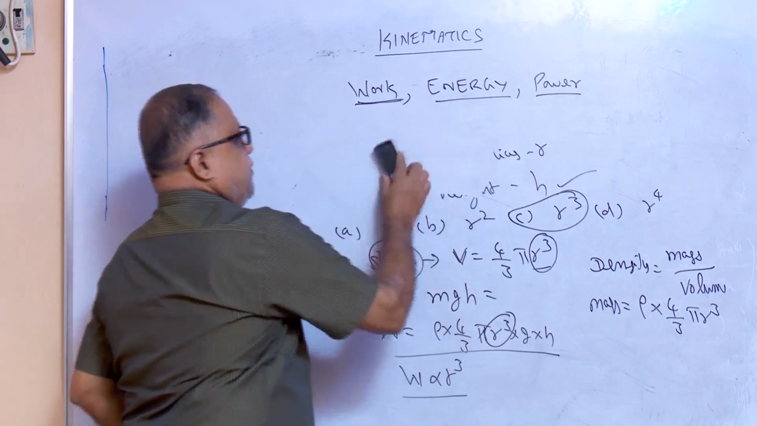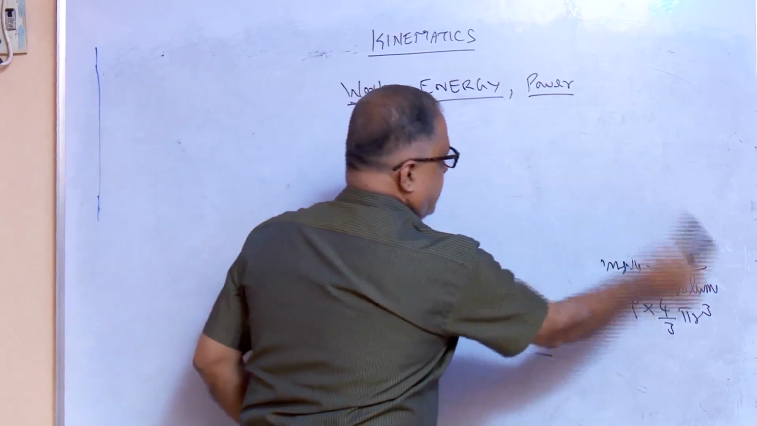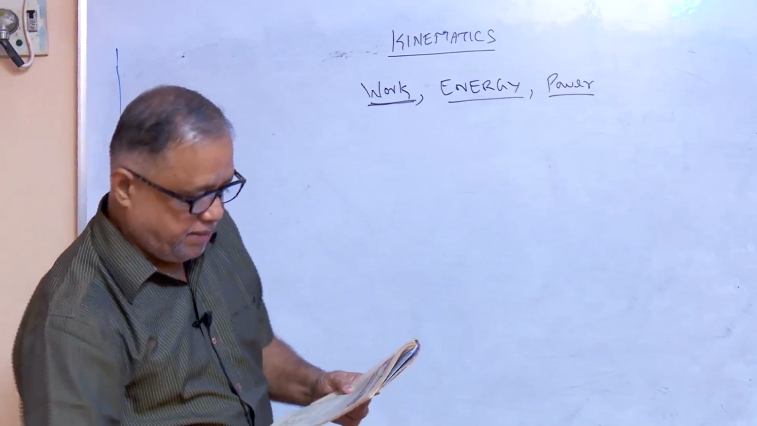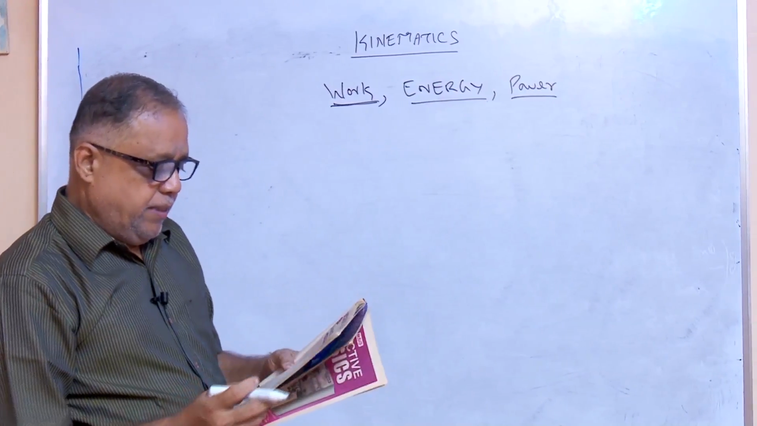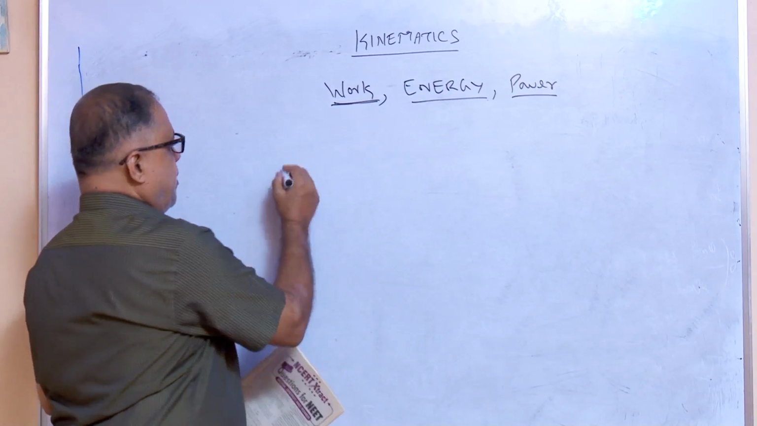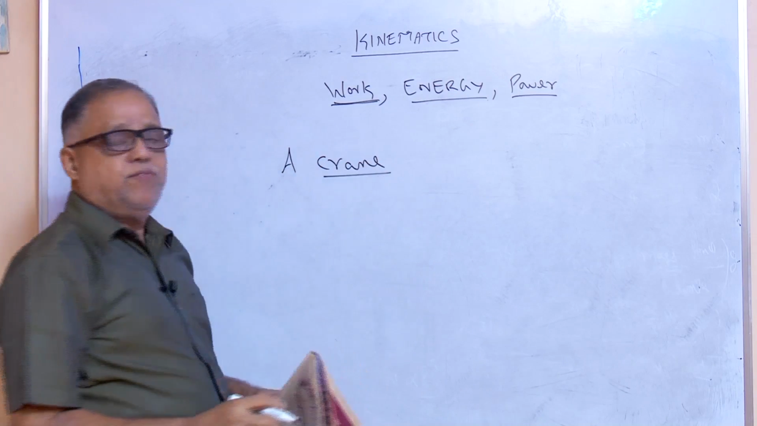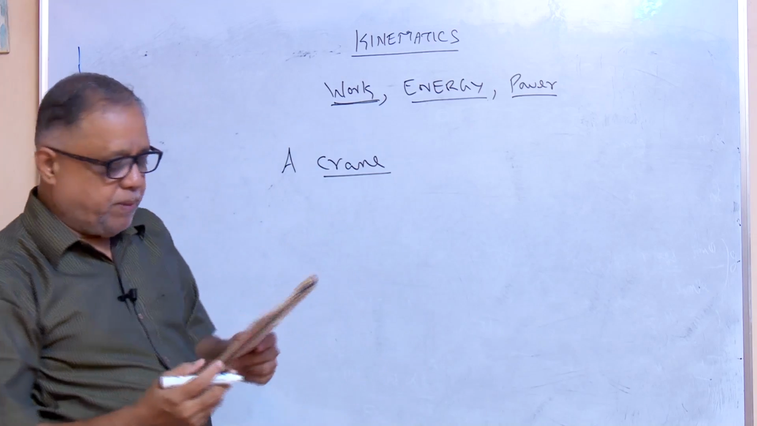Based on this, we are going to see what is the effect of energy as well as power in some problems, and how the formula is affecting. At the same time, we are going to take one problem based on this. A crane lifts a mass. So what is the meaning of crane? What is the difference between an escalator, a lift and a crane? We are going to discuss one by one.